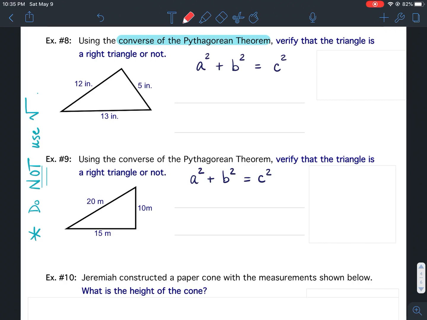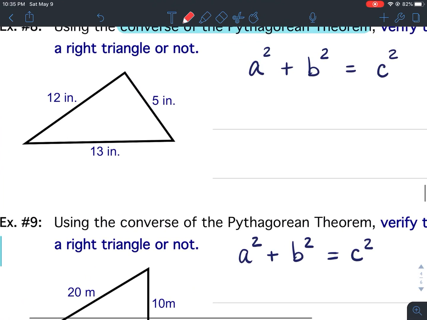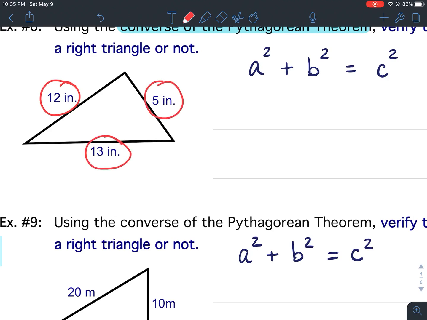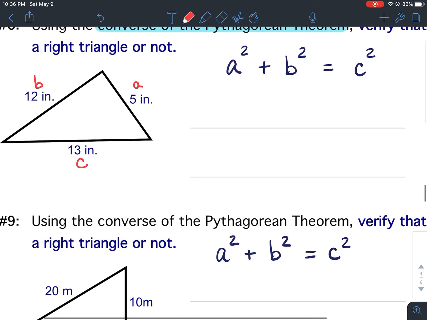So the first thing I'm going to do is label this figure. So we've got lengths of 12, 5, and 13. Well, the longest length is 13, so that has to be C. Now, it doesn't matter what we call A and B, but just going on with what I normally do, I usually call the shorter length A and the longer length B. So now we fill that into our equation.